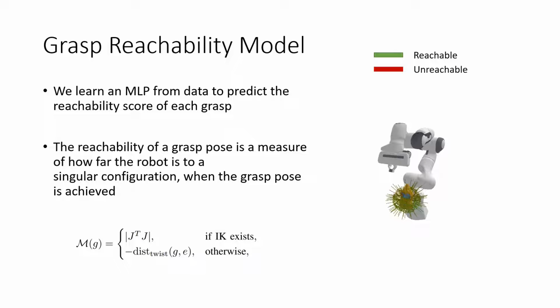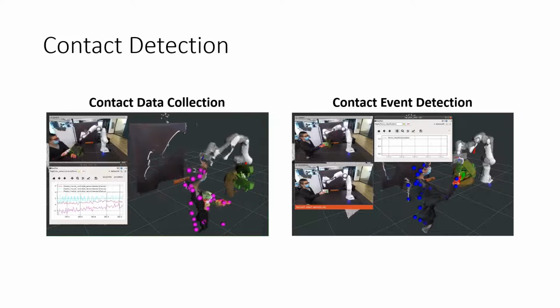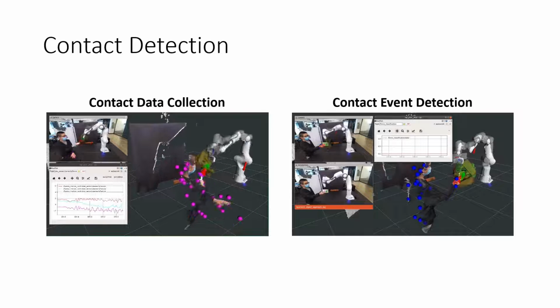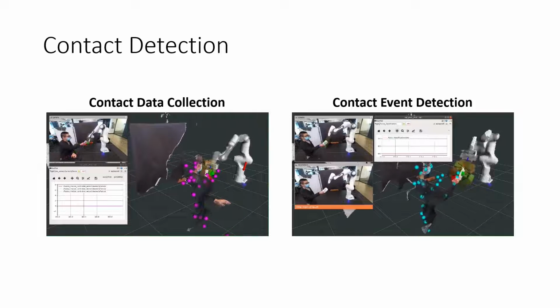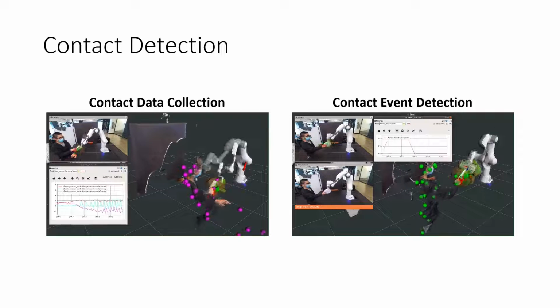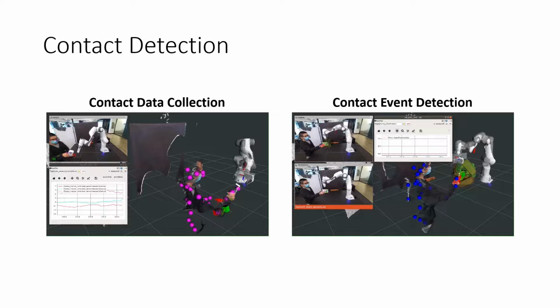Additionally, we learn to predict a reachability score for each grasp, which is a measure of how far the robot is from a singular configuration. Intuitively, a grasp is reachable if it has a positive reachability score, otherwise it's unreachable. We trained a classifier to detect when a contact between the gripper and the object happens. To facilitate training, we collected a dataset of humans interacting with a moving robot. The detection is then used to trigger the closing gripper action.